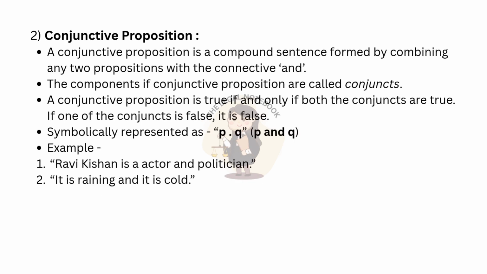2. Conjunctive proposition. A conjunctive proposition is a compound sentence formed by combining any two propositions with the connective and. The components of a conjunctive proposition are called conjuncts. Both statements must be true. Symbol: P and Q.